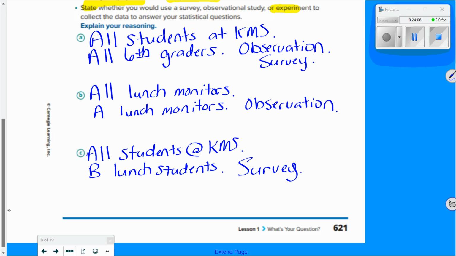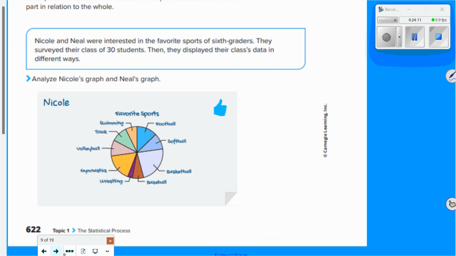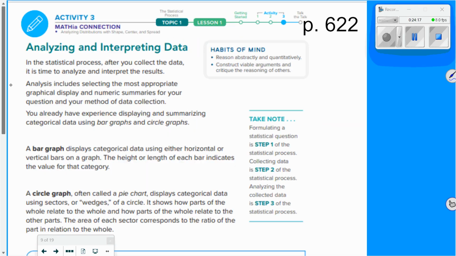Any questions about that? All right, let's look at the next page. You're going to need your highlighter again.